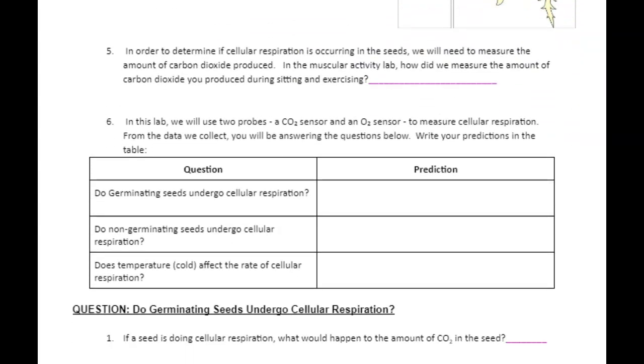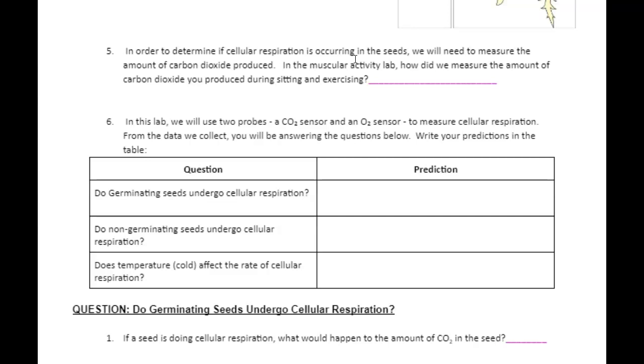In order to determine if cellular respiration is occurring, we'll need to measure the amount of carbon dioxide produced. In the muscular activity lab, how did we measure the CO2 produced? So remember, we blew bubbles. You remember what we blew bubbles into? That solution. What was that blue stuff called? Yeah, it was called bromothymol blue. So we blew bubbles into bromothymol blue, and it turned yellow.